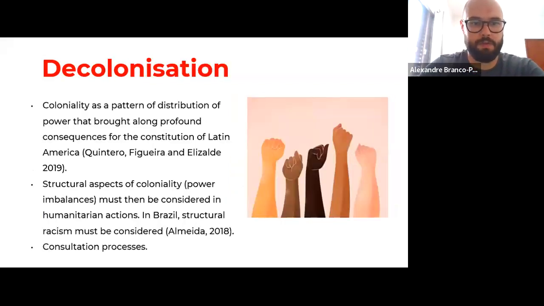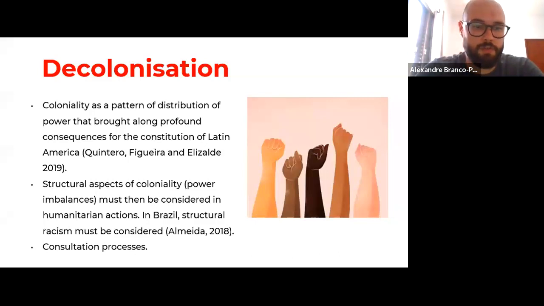So before moving on, I would like to establish some theoretical grounds. Agreeing with Quintero, Figueira, and Elizalde, I consider coloniality as a pattern of distribution of power inaugurated by modernity that brought along profound consequences for the constitution of Latin America. Through the imposition of reproduction of forms of labor exploitation, a model of social racial stratification between whites and other racial typologies, which were considered inferior, was developed in Brazil and in Latin America in general.